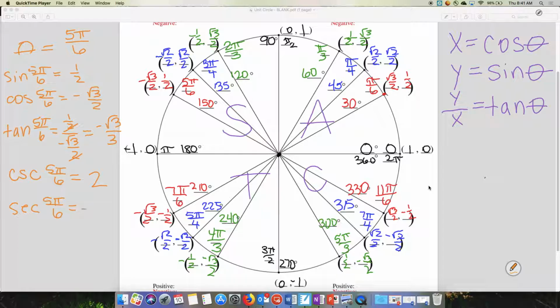So first of all, it'd be negative, right? If we flip this, we have 2 over radical 3. But then we would have to rationalize, right? Okay. And then the cotangent. You can do one of 2 things. You can take the reciprocal of tangent, or you could take x divided by y. No matter how you slice it, we get negative radical 3. Okay.